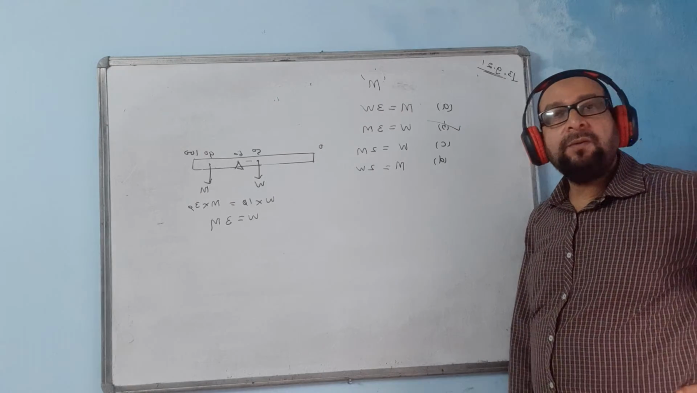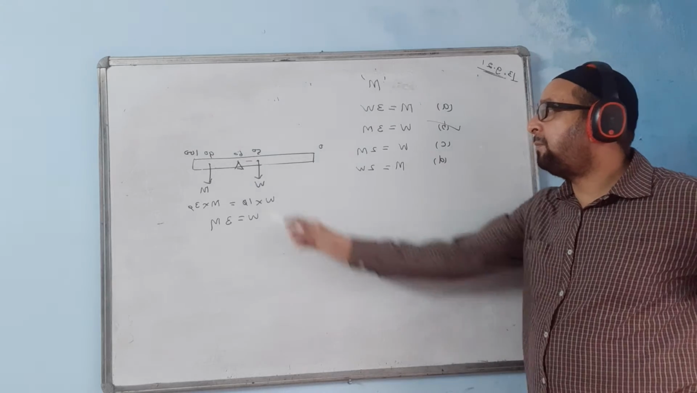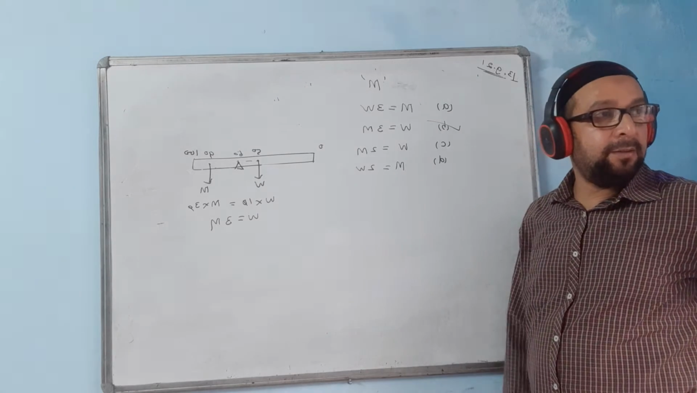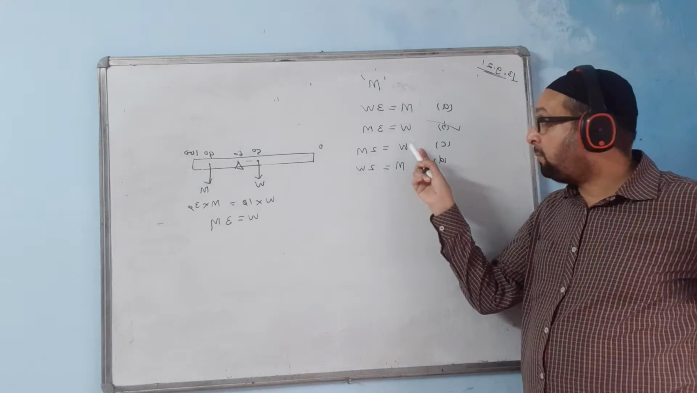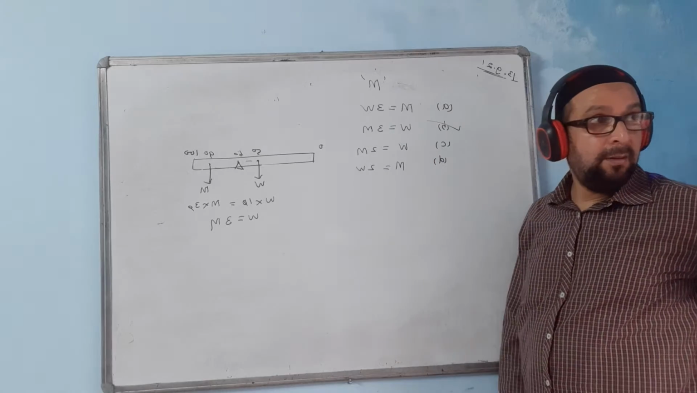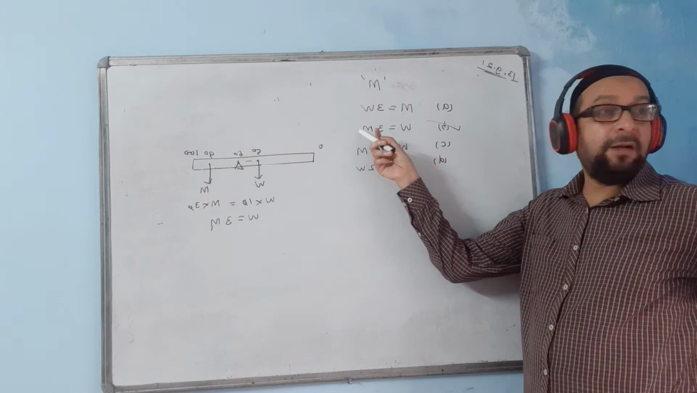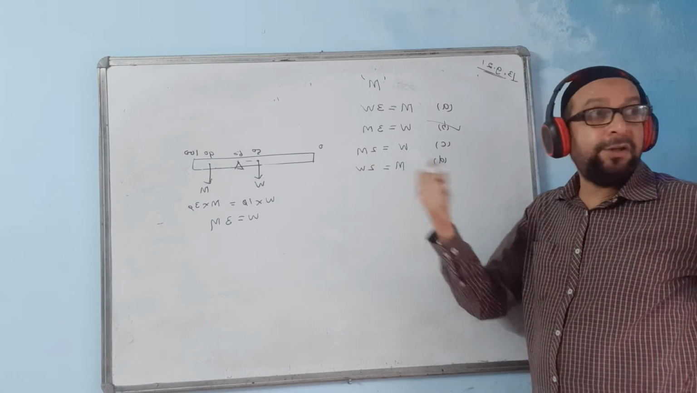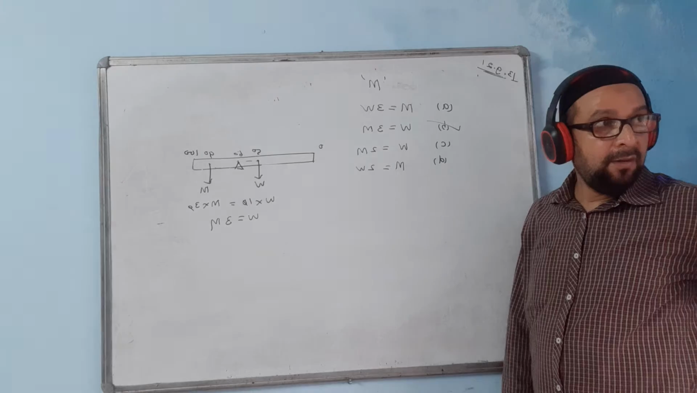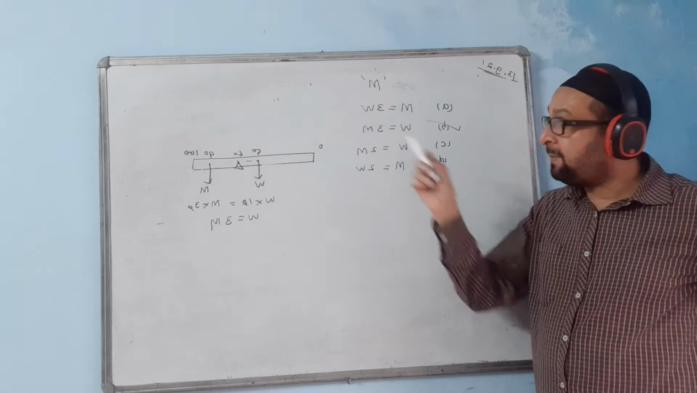If they ask you which of them is bigger, W or M, which one is bigger? W is 3 times M. W is 3 into M. If M is 100, then W will be 3 into 100, which is 300. So W is bigger. The weight of the ruler is bigger.